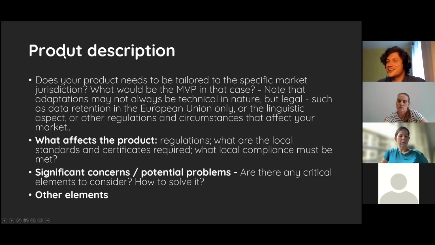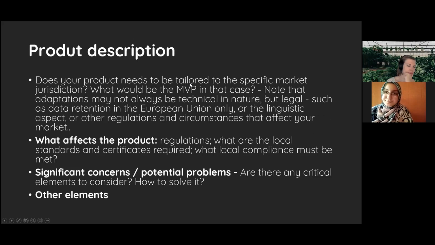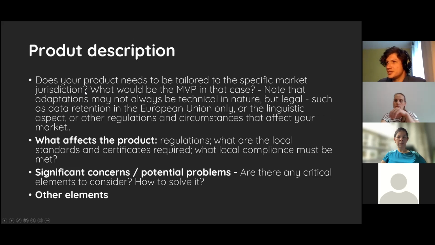And sorry for the language misspelling, but this is product description. As I mentioned before, you should understand what your MVP is. MVP means minimal viable product. And does your product need to be tailored to the specific market jurisdiction? I'm saying this because not all products work in every jurisdiction.